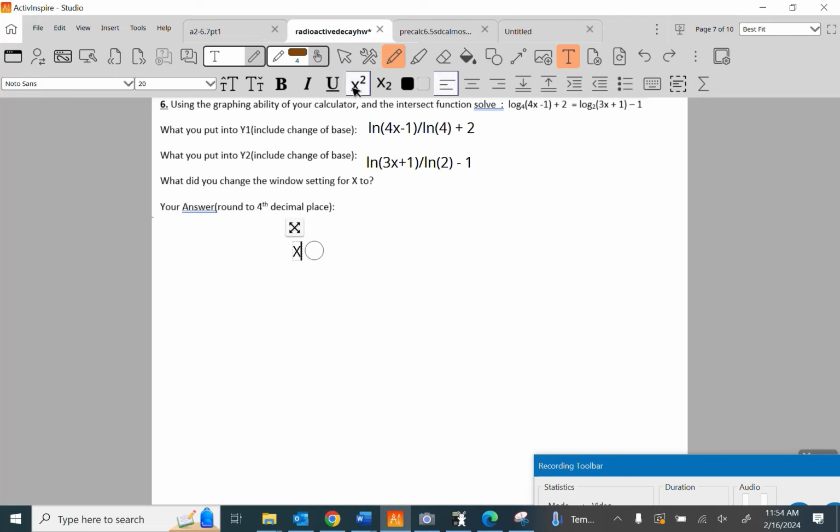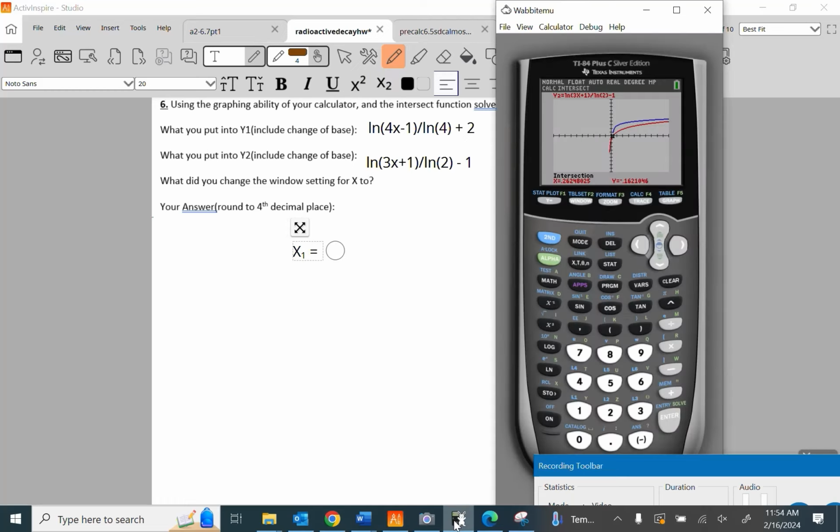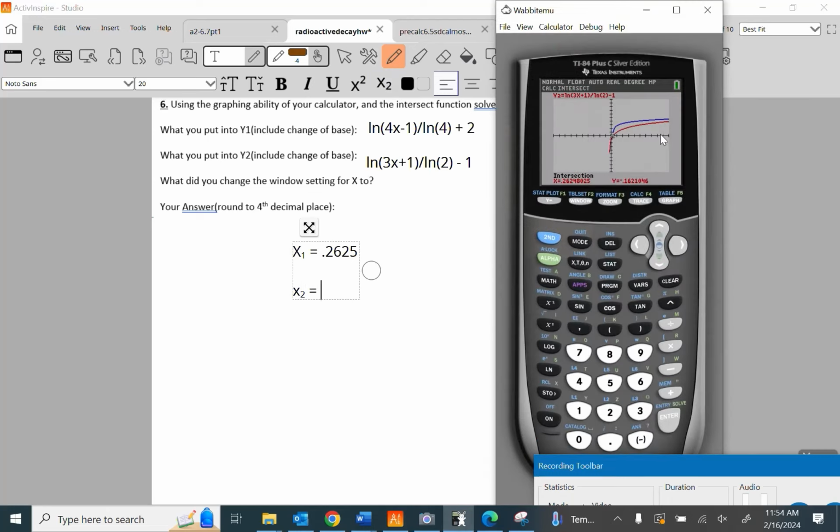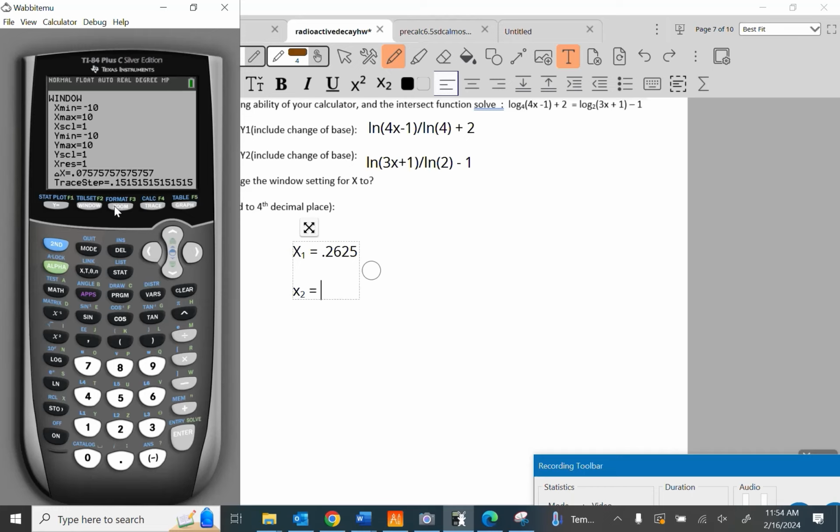Call that x1, 0.2625. And we got a second one up there, which we'll call x2. And I know there's a second one because if I pay attention, I see that it looks like they're probably going to cross paths. So let's go take that x max out to about 50. See if it happens.